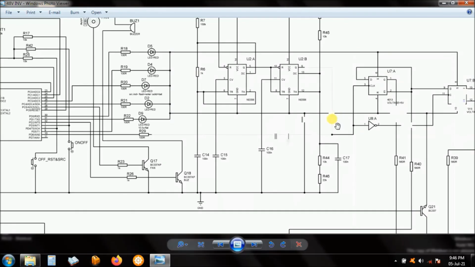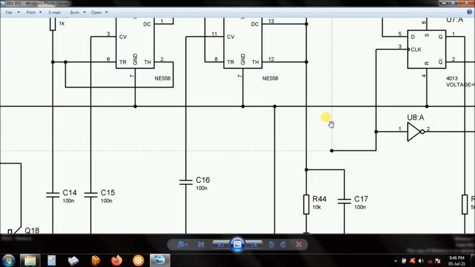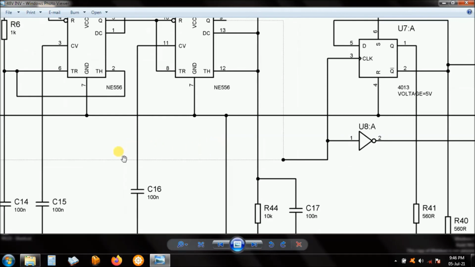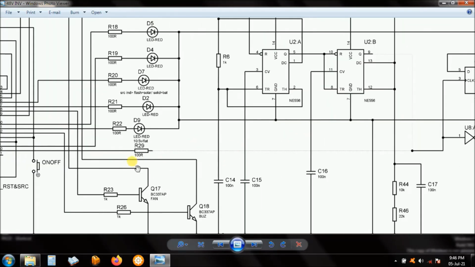Here the dotted lines are there if you zoom in, just to say it's optional whether you choose the microcontroller way or the 555 timer. When you choose the microcontroller, remove this timer. When you choose the timer, just leave this one not connected to this point here.